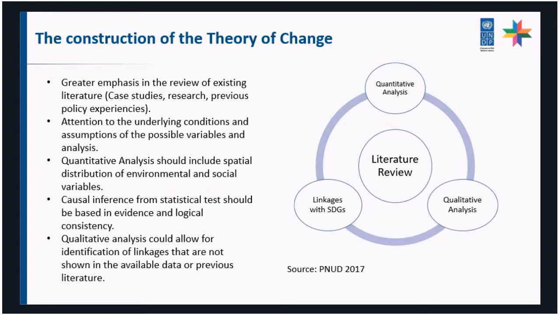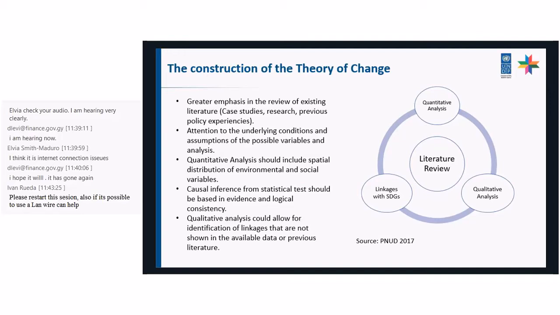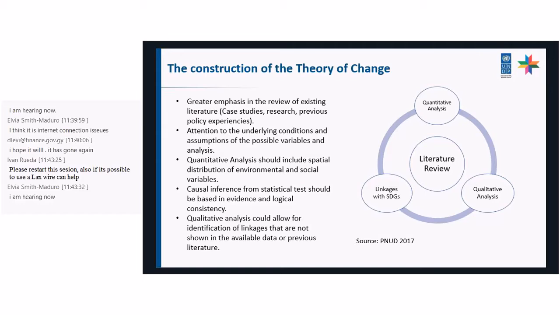Going a little bit into the construction of the theory of change, a point I want to emphasize is that specifically in the environmental field, there's not going to be that much data available for numeric analysis. Unfortunately, environmental data is extremely rare. It's very expensive to obtain, and sometimes it's not going to be available. Even if it's there, it's not going to be compatible with the data that we have.